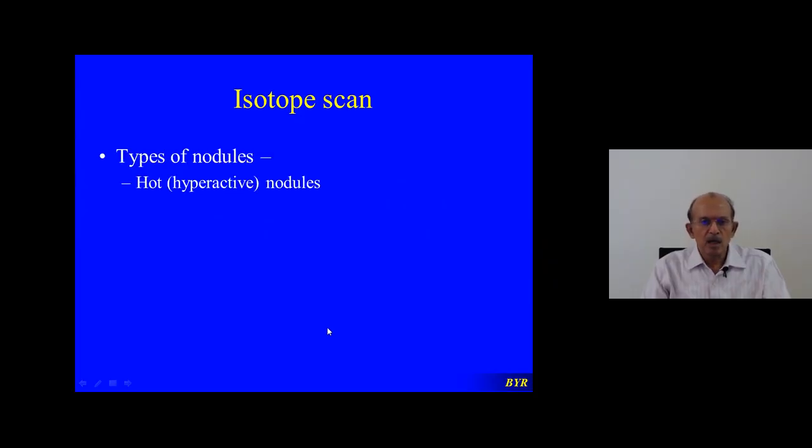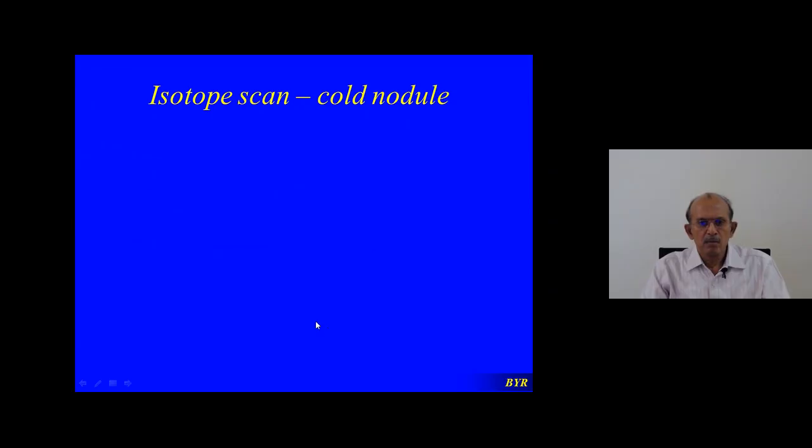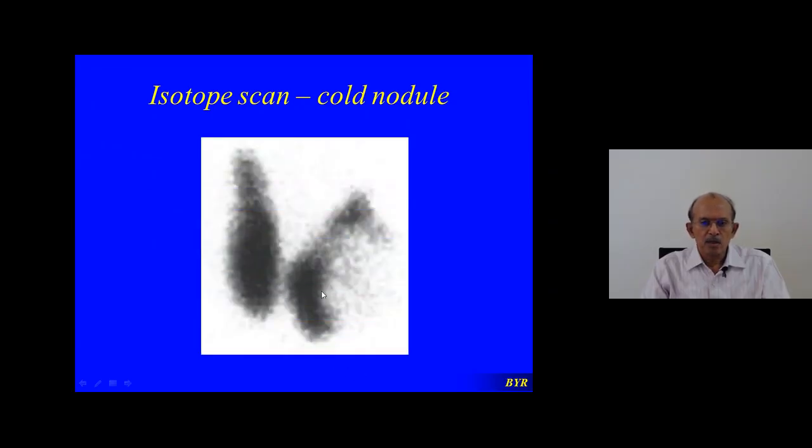Types of nodules: hot nodule or hyperactive nodules where radioactive iodine is more concentrated, warm nodules and cold nodules. So this is a cold nodule. You can see here this is a normal thyroid lobe which took the iodine 131, and this part is also part of the thyroid lobe, but this particular area didn't take up radioactive iodine. So that is why it's called the cold nodule.